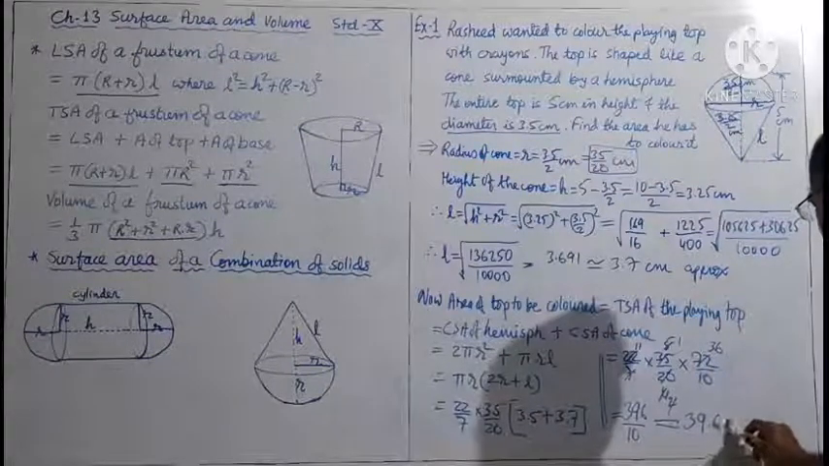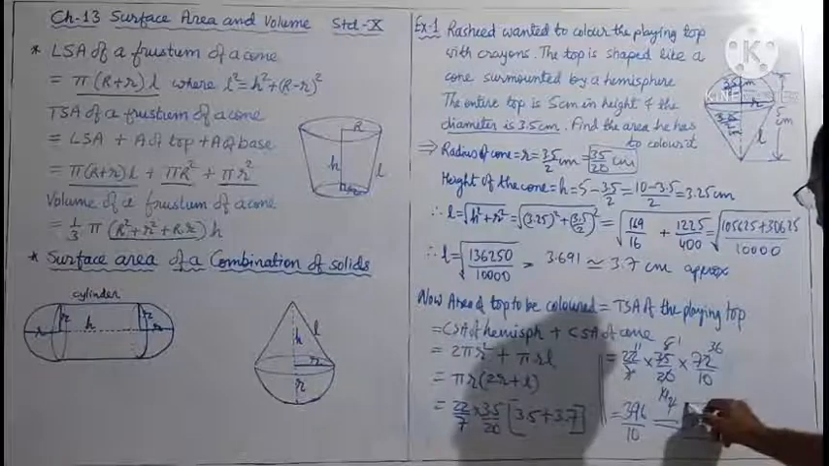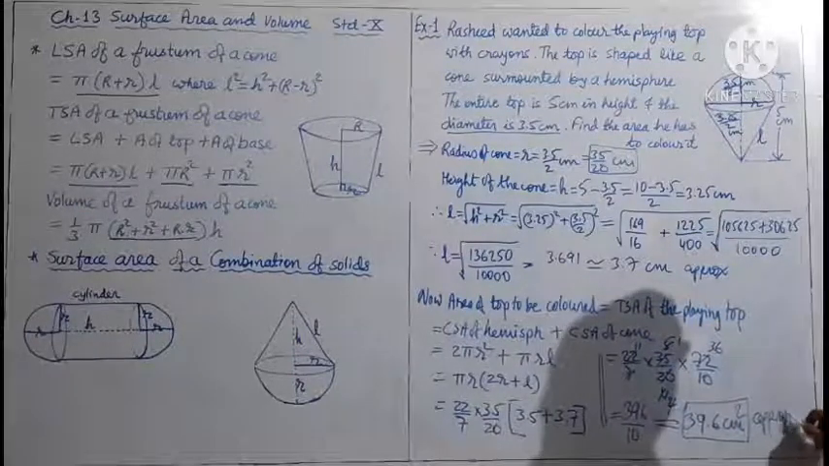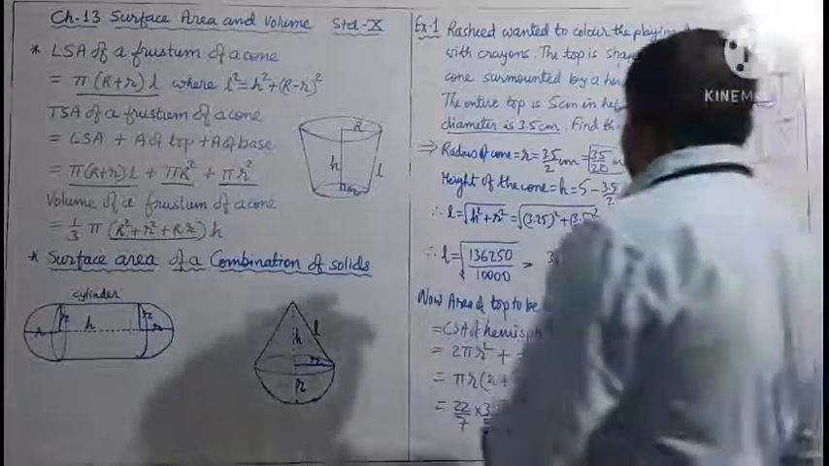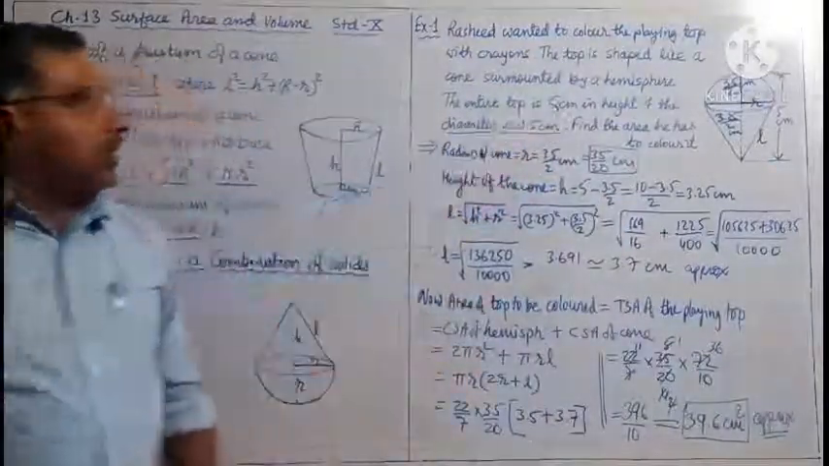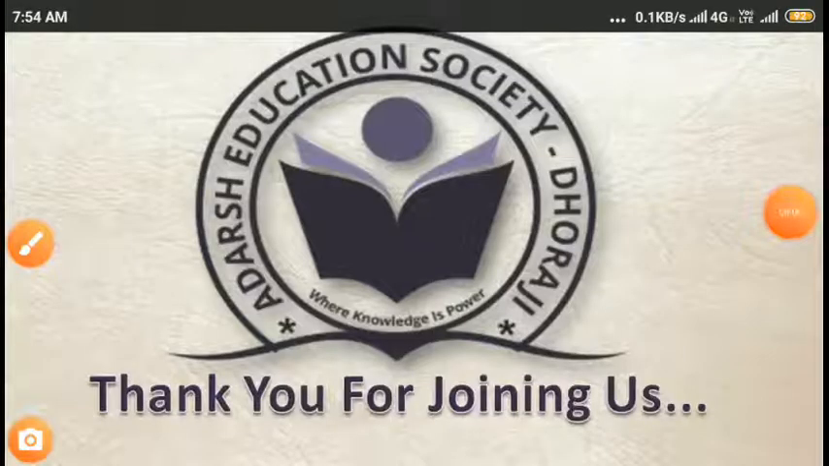That is 39.6 centimeter square. This is the area of the top to be painted, and this is approximate, as we have taken approximate slant height. So approximately 39.6 centimeter square is the area of the plane top to be colored. Thank you for joining us.